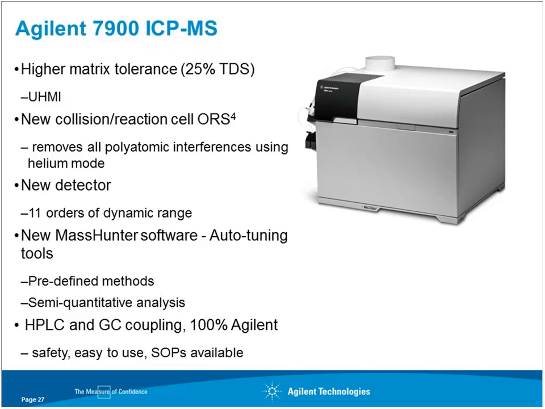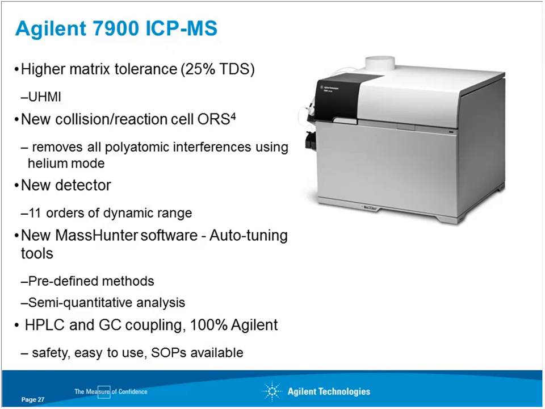So we have excellent matrix tolerance that's unheard of on ICP-MS, and that's because of the UHMI accessory. We'll talk more about that coming up. There's also a new collision reaction cell, Octopole Reaction System 4. It removes the polyatomic interferences using helium mode. And this is nice because it's simple and easy. We can use one mode to effectively remove interferences. We'll talk more about that.